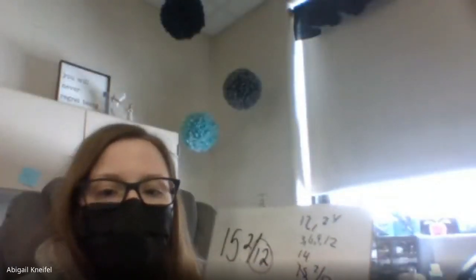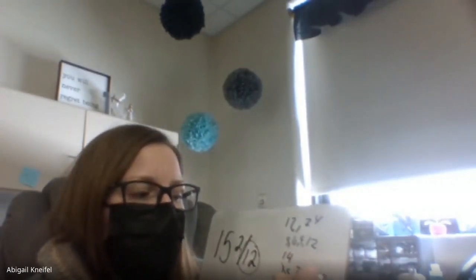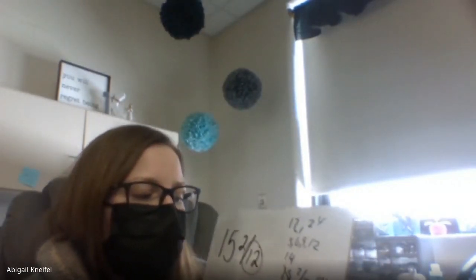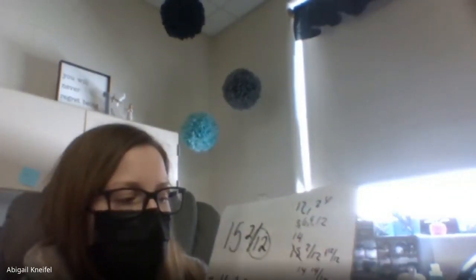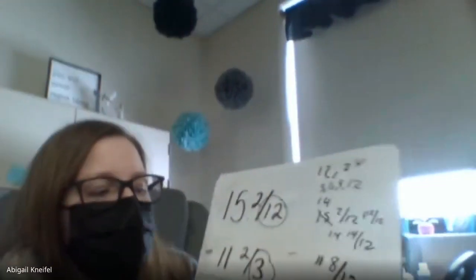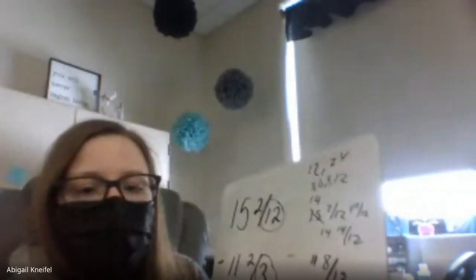Now I have to subtract. Can I subtract 8 from 2? No. So I have to borrow from this whole number. 15 becomes 14. A whole is 12 over 12. So I'm adding 12 over 12 to this, which now equals 14 and 14/12. Can we do 14 minus 8? Yes, which is 6 over 12. 14 minus 11 is 3. So now I have 3 and 6/12. Am I done? No, I can simplify. 6 goes into itself one time and it goes into 12 twice. So your answer should be 3 and 1/2.